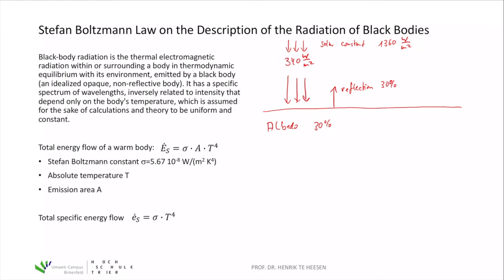And now we can use the Stefan-Boltzmann law, this equation, to derive the surface temperature, because in a thermal equilibrium, if our black body Earth is heated up with this reduced radiation, we get a temperature. And we can derive this temperature, T, as E dot S over sigma, up to the 1 over 4, so the fourth root of E dot S over sigma.